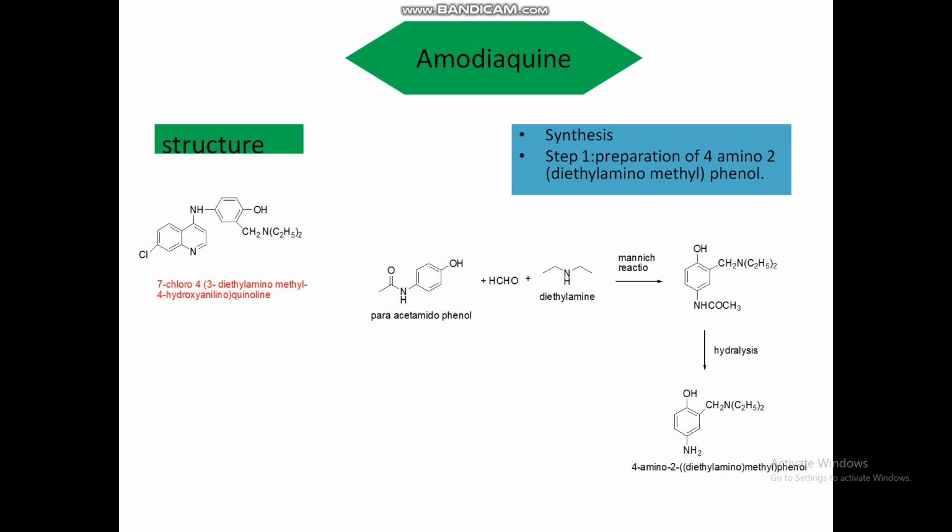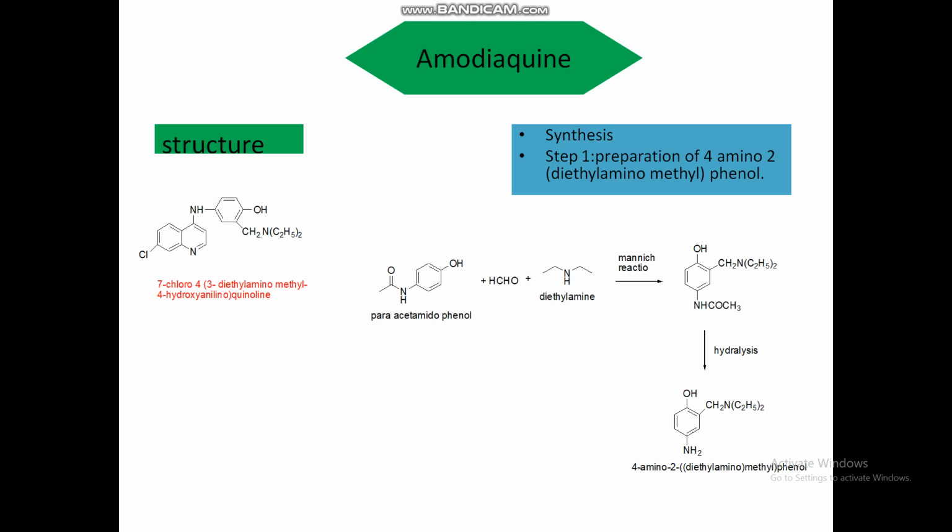So amodiaquine, it is the structure of 7-chloro-4-(3-diethylaminomethyl-4-hydroxyanilino)quinoline. See, there is only a little difference, students. Just see, that is chloroquine, hydroxychloroquine. In chloroquine, a hydroxyl group will be there. In amodiaquine, an amine group will be there. That is the difference. Just differentiate and study.